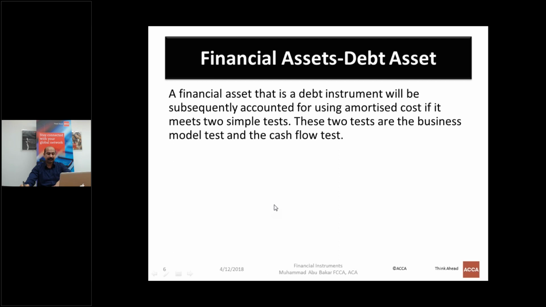A financial asset that is a debt instrument will be subsequently accounted for using amortized cost if it meets two simple tests. These two tests are the business model test and the cash flow test. If your financial asset satisfies these two tests, then that financial asset will be measured at amortized cost. What are these tests? The business model test is met where the purpose is to hold the asset to collect the contractual cash flows rather than to sell it prior to maturity to realize its fair value changes.